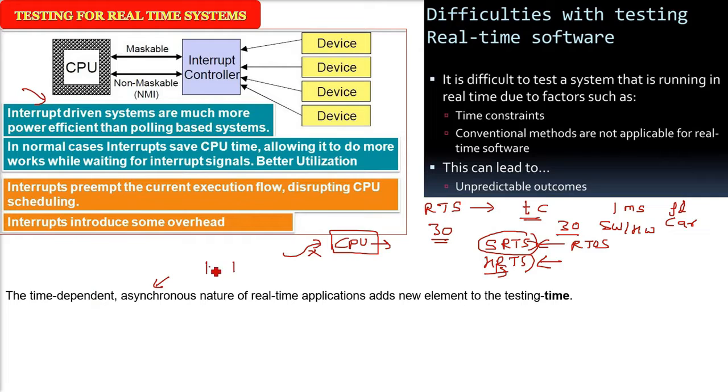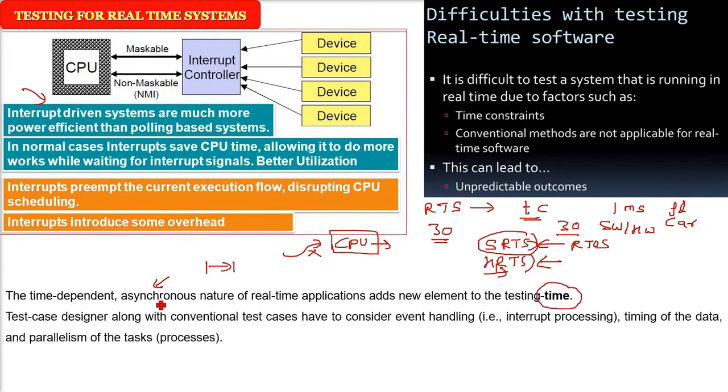The time-dependent, asynchronous nature of real-time applications adds a new element to the testing, which is time. Asynchronous because anything can come at any time. Time is important. So the test case designer will use all the conventional test cases, but he has to understand and consider event handling, like interrupt processing, timing of the data, and tasks going in parallel. So parallelism of the tasks or processes has to be dealt with.